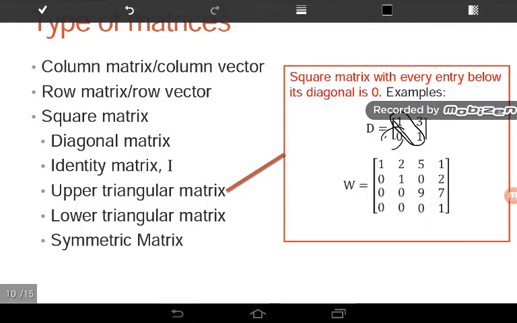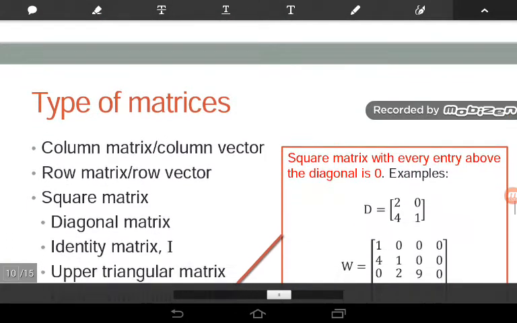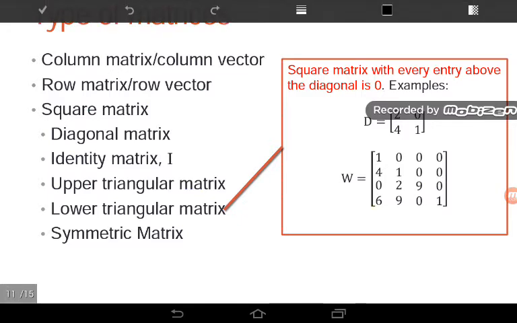Next, lower triangular matrix. A lower triangular matrix is also a square matrix, with every entry above the diagonal being 0. Example, this one, matrix D, and matrix W. You can see here above the diagonal is 0. This one also 0.